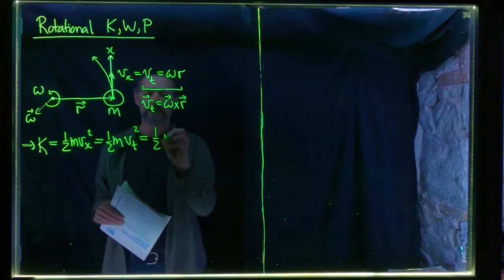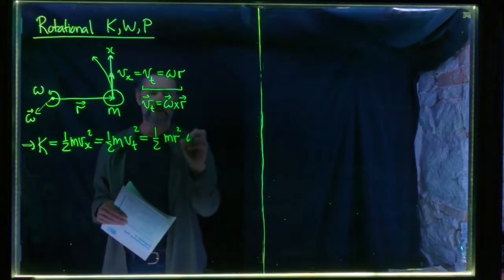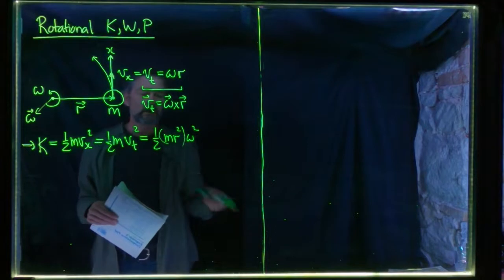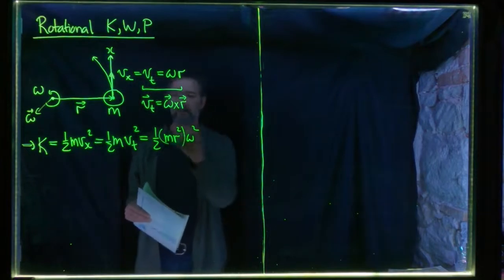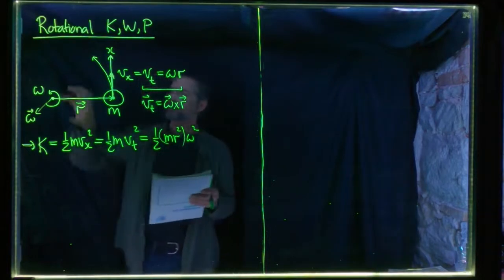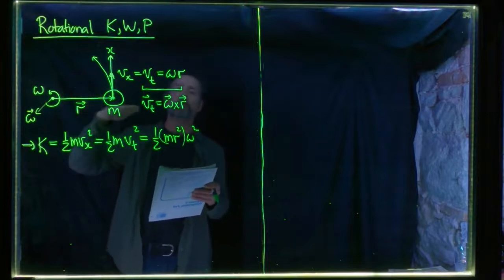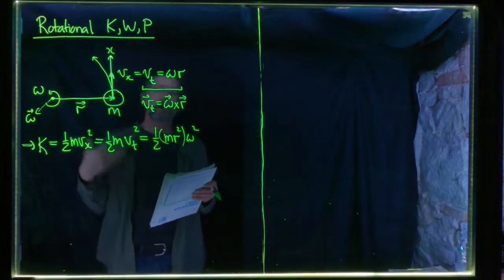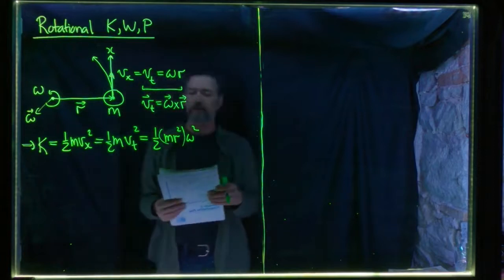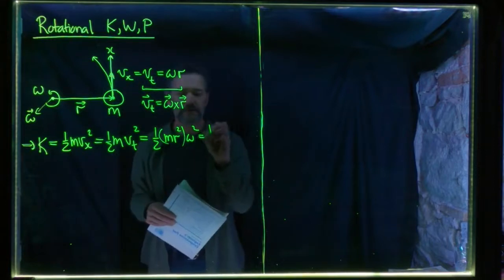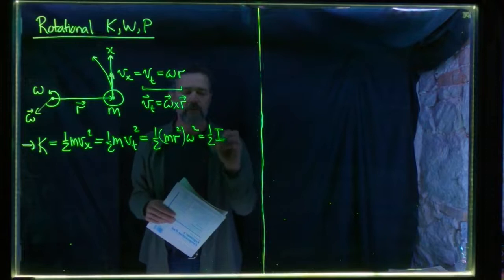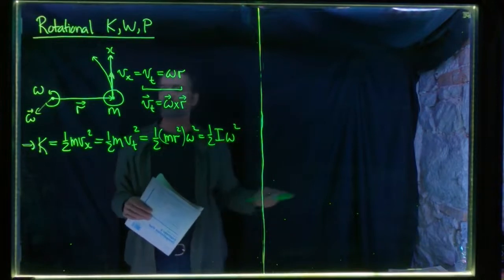So we'll write this as 1/2 m r squared omega squared. And then what's this mr squared? Well, mr squared is the moment of inertia. It's the resistance that our elemental rigid body presents to changes in its angular velocity. And so this is just 1/2 moment of inertia times omega squared.